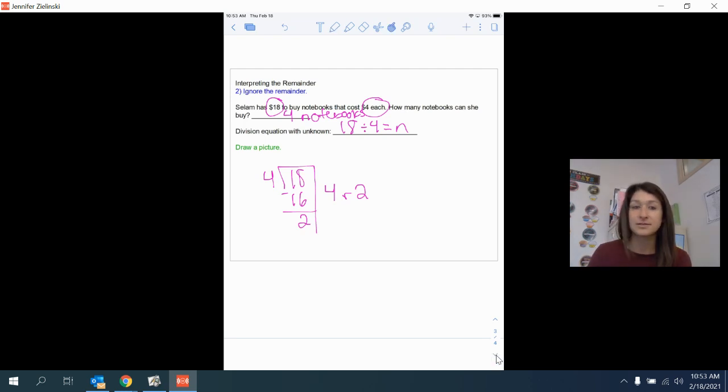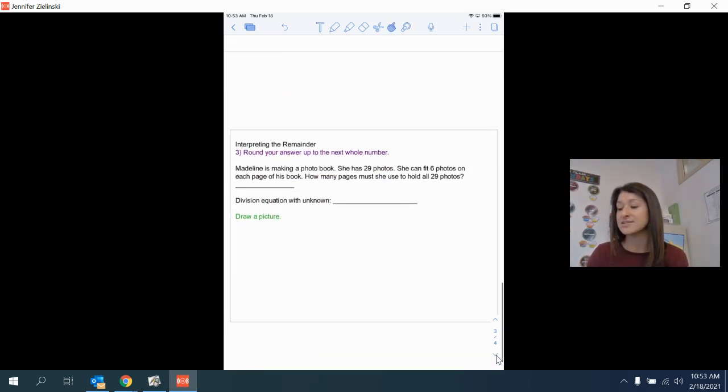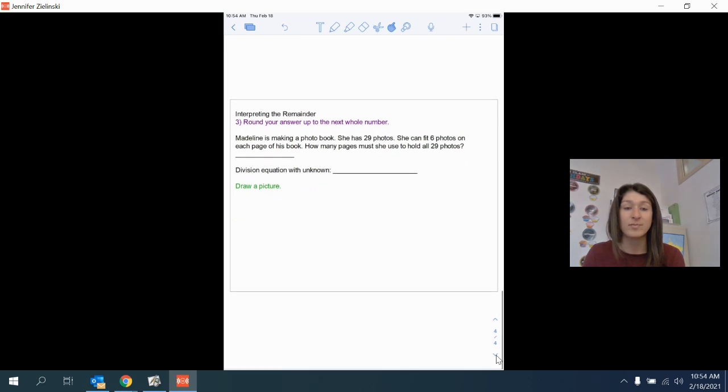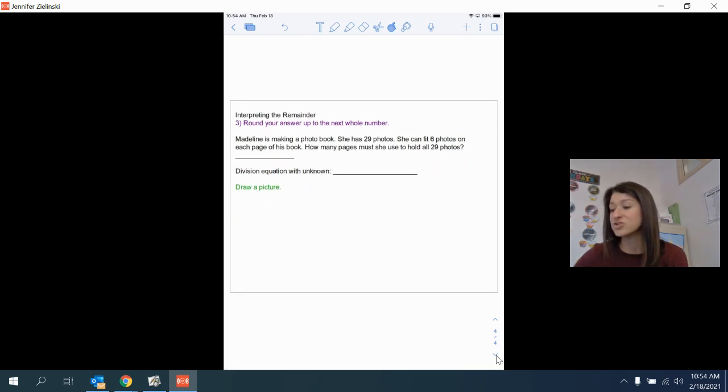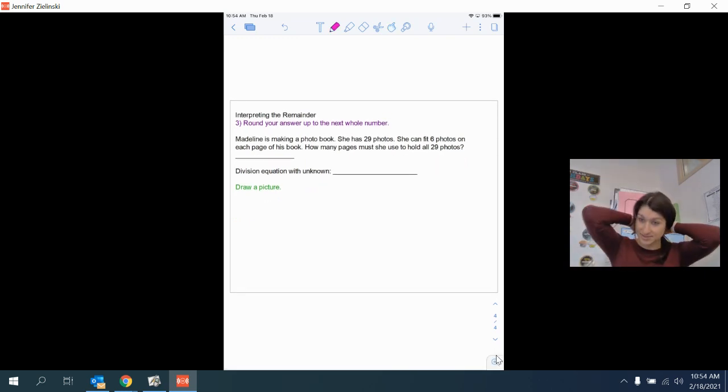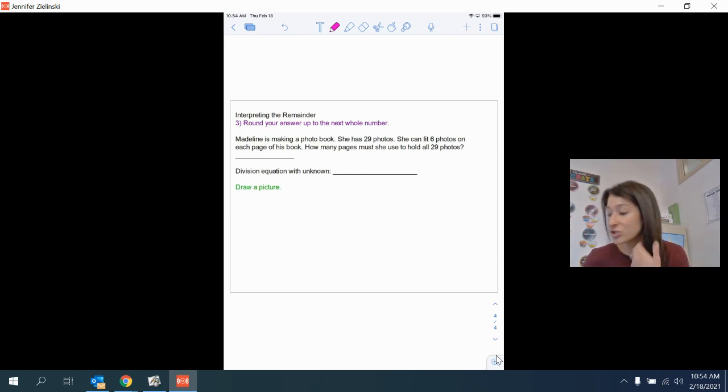All right. The last one ties into our first problem we did, where we might need to round our answer to the next whole number. Let's take one more opportunity to practice this, and then you will see the journal page that you will be doing. So, interpreting the remainder: Madeline is making a photo book. She has 29 photos, and she can fit 6 photos on each page of this book. How many pages must she use to hold all 29 photos?